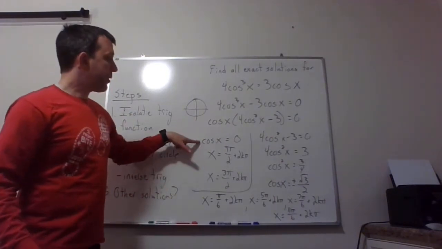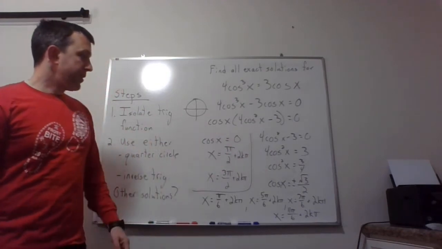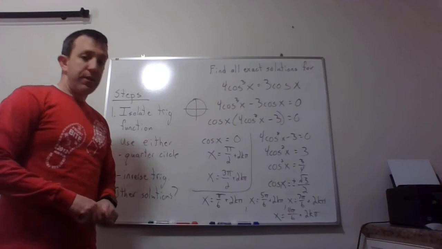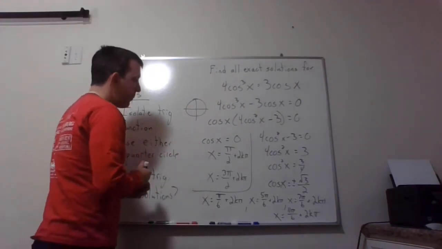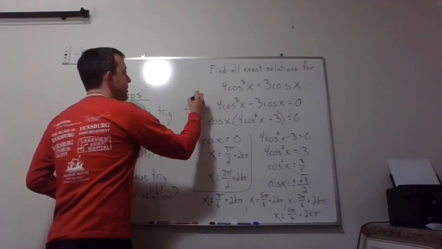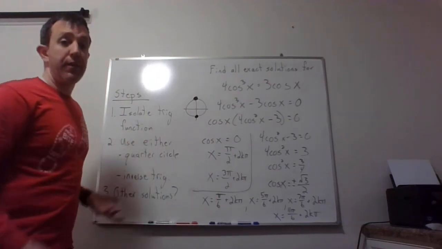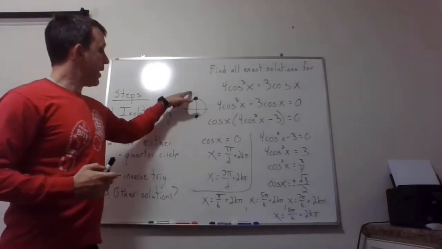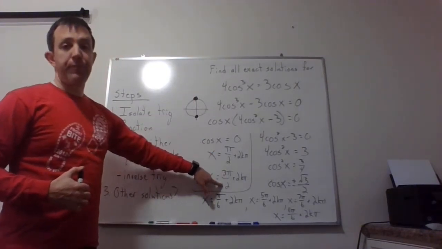So we do. We get cosine x is equal to 0, and we get 4 cosine squared x minus 3 is equal to 0. So let's follow the cosine x equal to 0 through first. We know a bit about cosine. In particular, we should know that it is equal to 0 at the top and the bottom of the circle. Those are where that's going to happen. And so if you know your angles in radians, the top one is pi over 2, and the bottom one is 3 pi over 2.